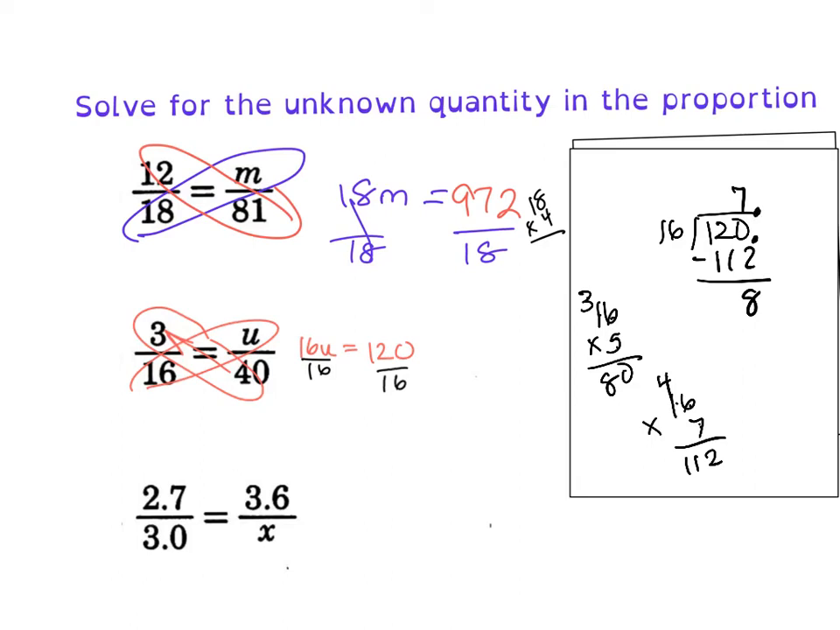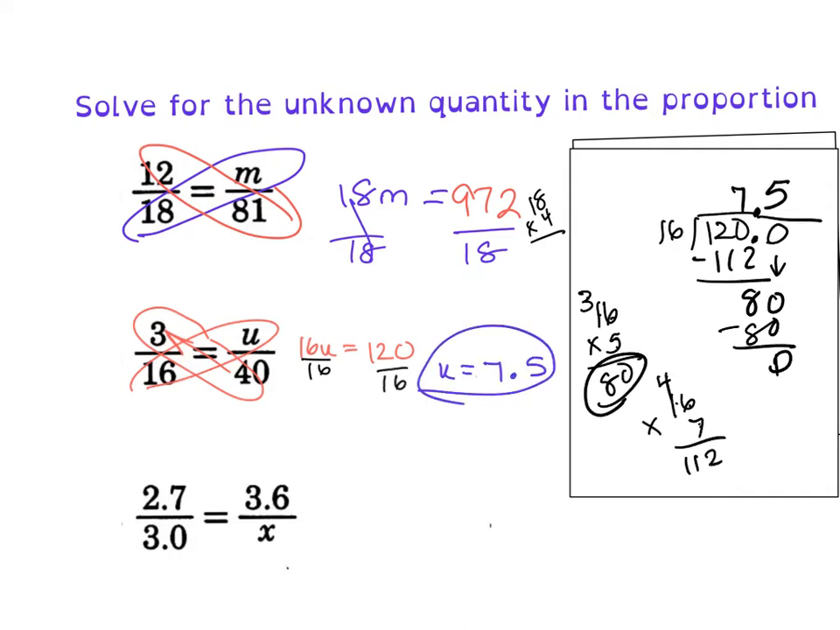Uh-oh, I have to add a decimal point. 7. Bring down the 0. 16 goes into 80 five times, because I remember this one here. So that's 80 evenly. So the answer, u, is equal to 7.5.